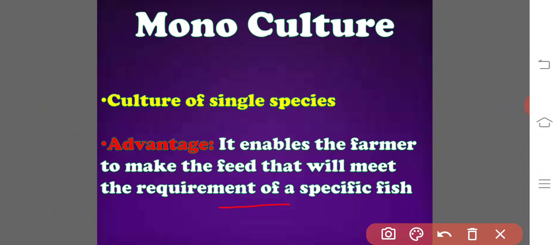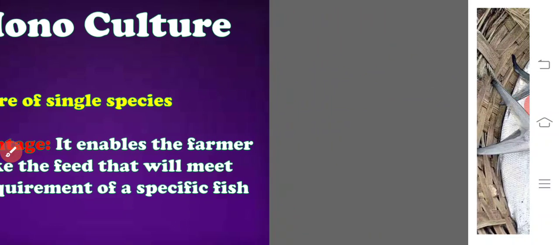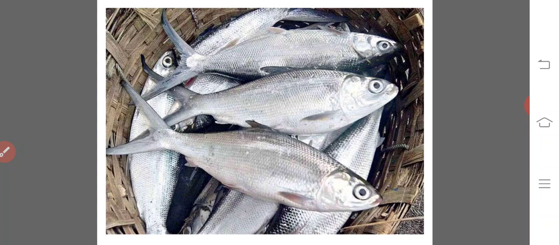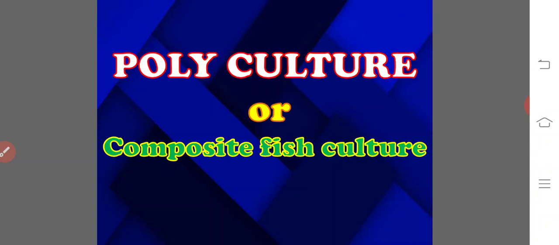So in order to satisfy their needs and necessities, it is highly impossible for the farmer. So that monoculture enables the farmer to make the feed that will meet the requirement of a specific fish. This is the monoculture, culturing of a single species, only one. This is a monoculture of silver carp, Hypophthalmichthys molitrix.